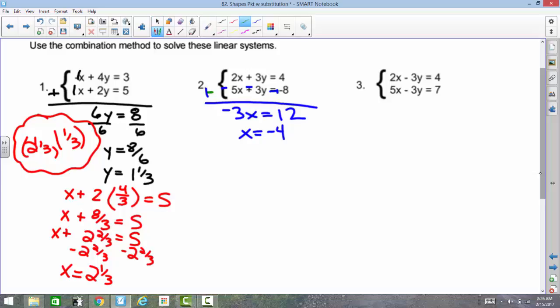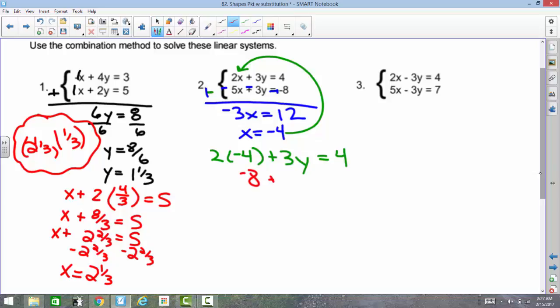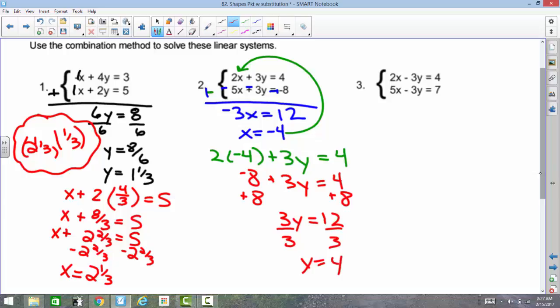You're going to plug that back into, the top one looks easier to work with. So 2 times -4 plus 3y equals 4. So 2 times -4 is -8. You're going to add 8 and then divide by 3. So y is equal to 4. So the ordered pair solution is -4, 4.